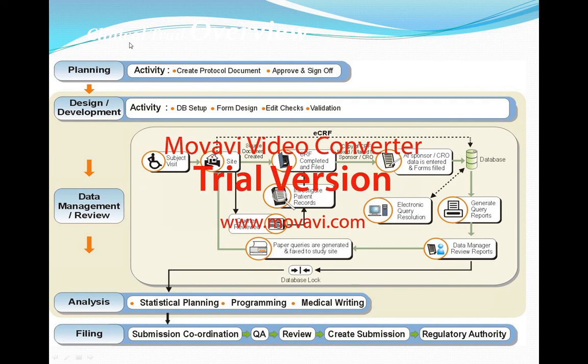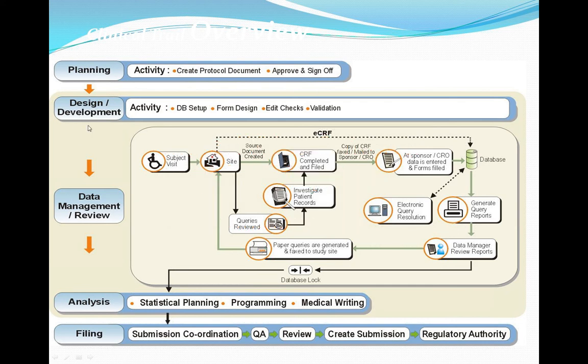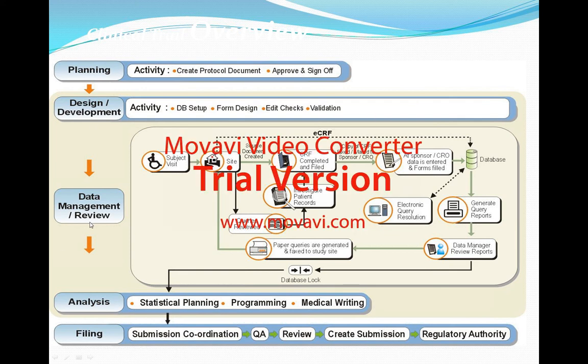Design development: how to conduct the trial, right? First the protocol is developed and approved. Then, based on the protocol, there is a data management team. The data management team will do the design and development, meaning they will do the database setup. They will create and design all the case report forms, and do the edit checks and validation of the case report forms. If everything is fine, then they will conduct the trial. While conducting the trial, data management plays an important role.